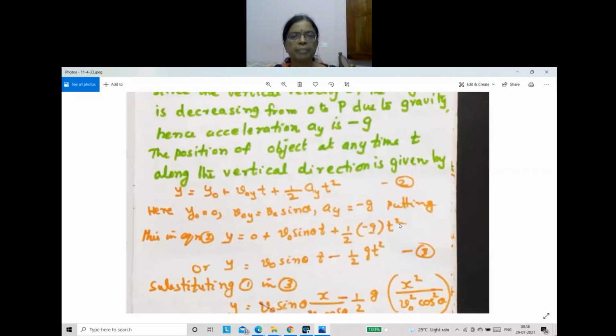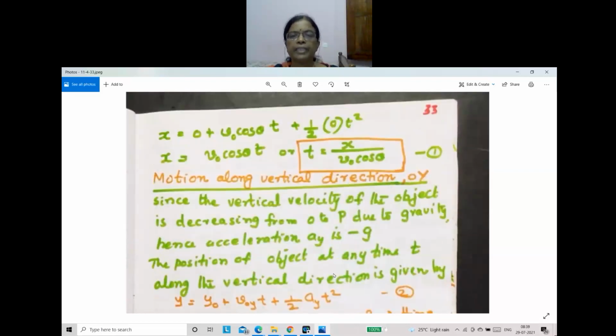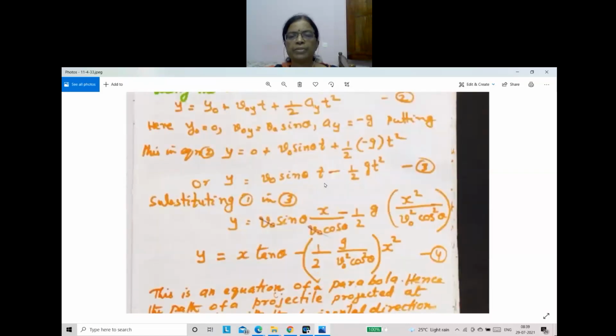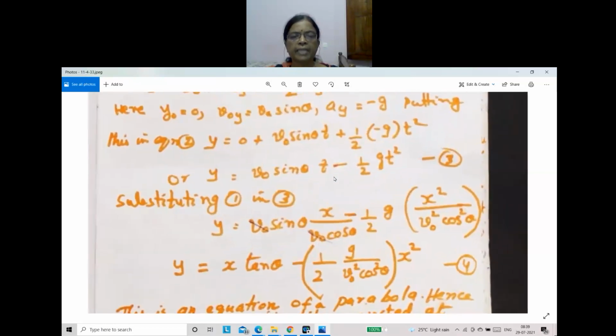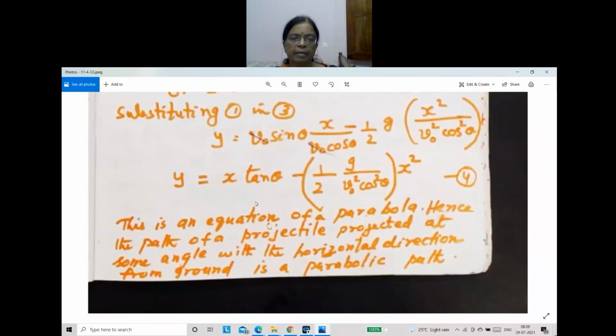Then in the place of t, we substitute this value: x by v0 cos theta is substituted. Then minus half into g, t square. t square is x square by v0 square cos square theta. Then v0 cancels. We get x tan theta minus half into g by v0 square cos square theta into x square. So this equation is in the form of y equal to ax plus bx square, where a and b are constants.